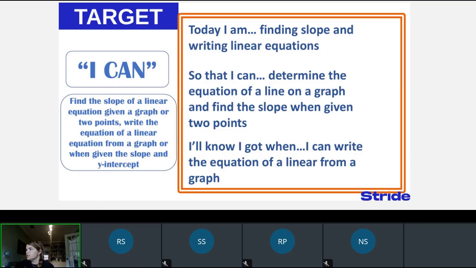Okay. So today we are going to be working on finding the slope of a linear equation when we're either given a graph or 2 points. Then we're going to write out the equation of a linear equation from a graph. So if we're given a graph, we're going to be able to write out that equation. Or if we're given the slope and y-intercept, we're going to be able to take that and write it out as a function or an equation.